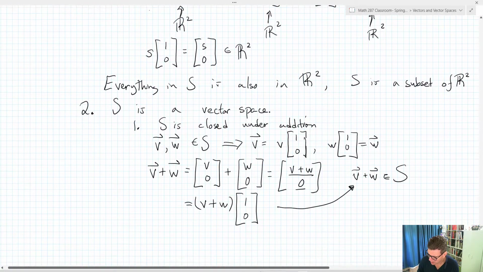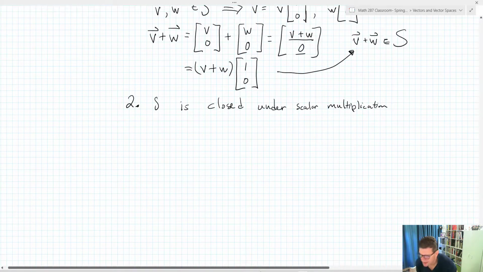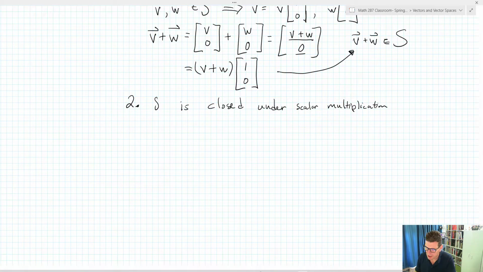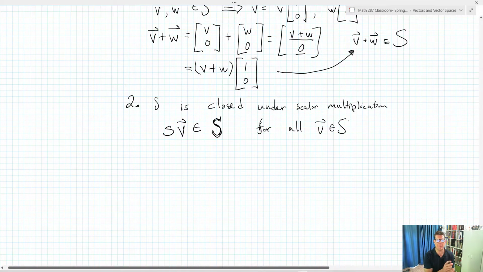How about the second requirement for a vector space? Remember, S is closed under scalar multiplication. So that's the second requirement for a subspace. When we look at S being closed under scalar multiplication, what that means is that if I take S times V, that's also going to belong to S, for all V belonging to S. Now we're not talking about the original vector space, we're just talking now about the subspace.